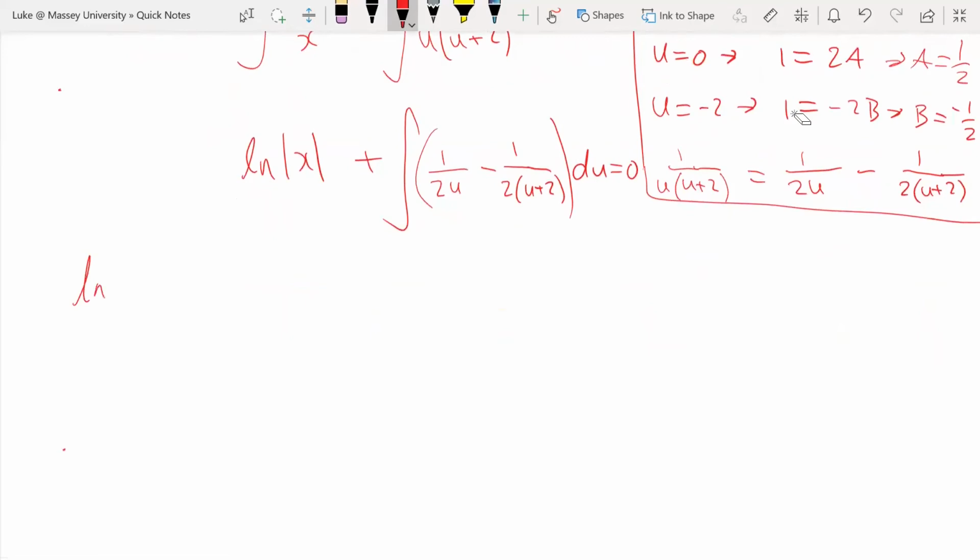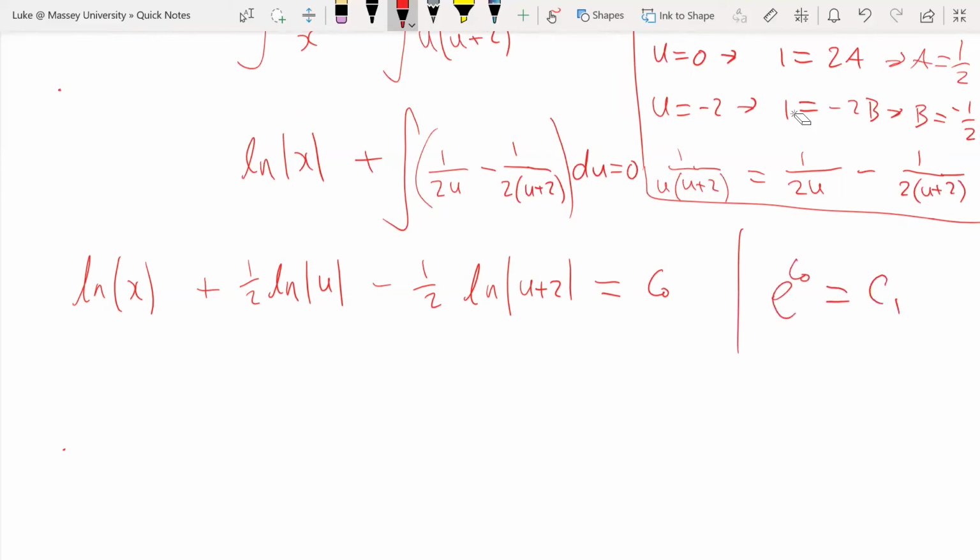So we end up with the log of x plus 1/2 times the log of u minus 1/2 times the log of (u plus 2) equals some integration constant which I'll call C0. Great. Okay, so what I can do here is take the exponential of both sides of this equation. If I let e to the C0 be equal to some other constant C1, because if I take the exponential of a constant, it's still just equal to some other constant, so I'm just going to call that C1.